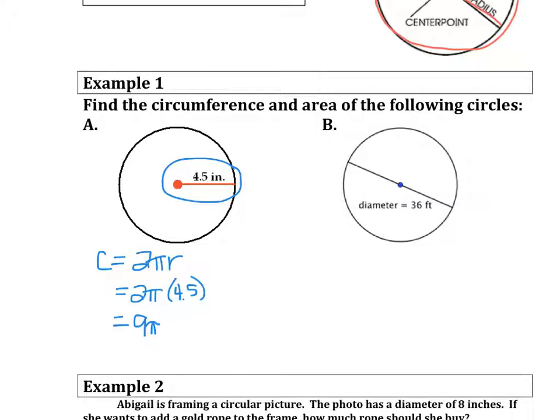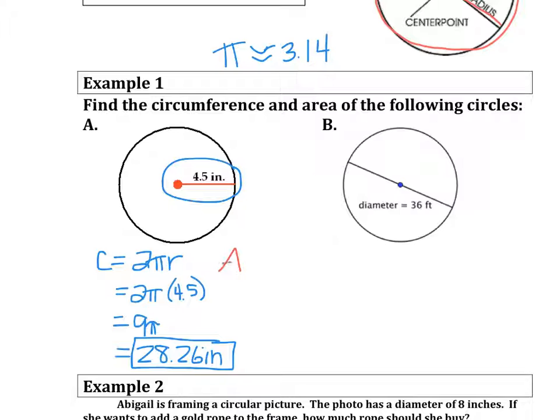Now, this would be if they wanted you to leave your answer in terms of pi. But if they wanted you to get an exact answer, which we will, you'll do 9 times 3.14. Pi, I guess I should write that on here, pi is approximately 3.14. That's what we're going to round it to. It does go on forever. So this would be 28.26. Circumference is simply a length, so it's just inches.